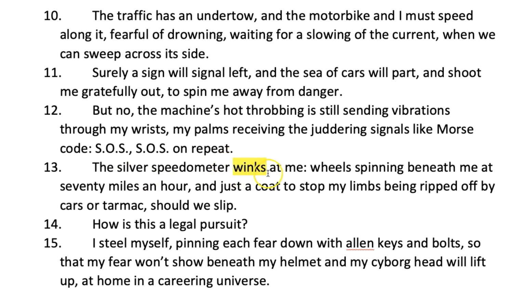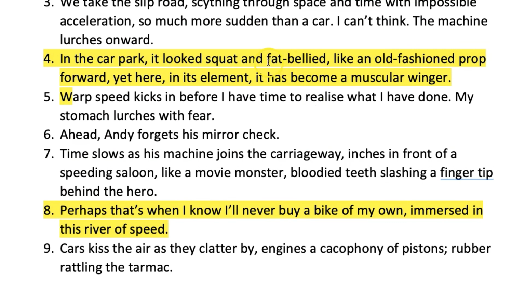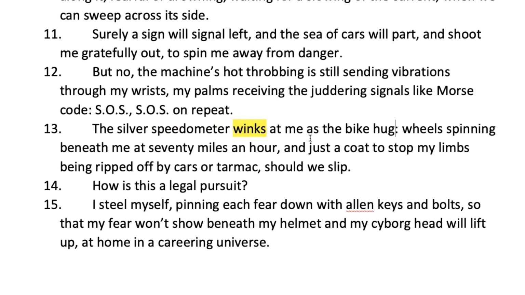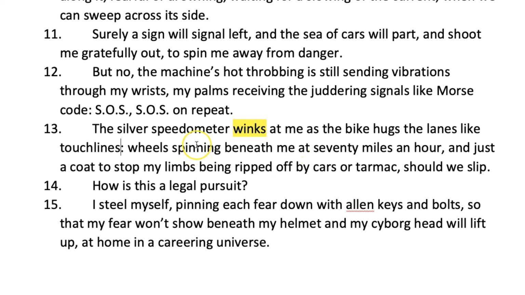However, I did describe the motorbike as being like a person earlier, remember? At first the fat-bellied old prop and then became a muscular winger. So I want to come back to the rugby idea to link this imagery together. So now I've extended the rugby reference. The silver speedometer winks at me as the bike hugs the lanes like touchlines. This works. The winger is desperate to stay inside the touchlines so they don't go out of bounds.